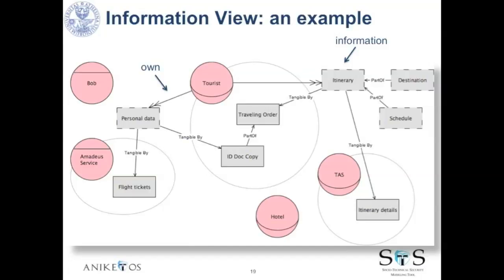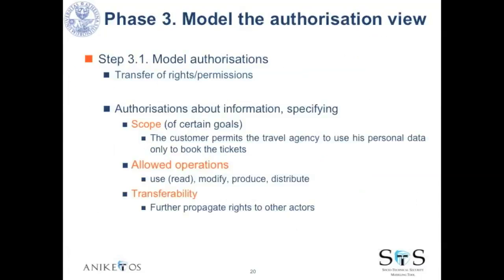An important point when dealing with information exchange and how information is to be manipulated is also to keep track of how one gives permission to others to manipulate his information. That's why after having modeled the social and information view, we go to the third phase, that of modeling the authorization view, in which we model authorizations.